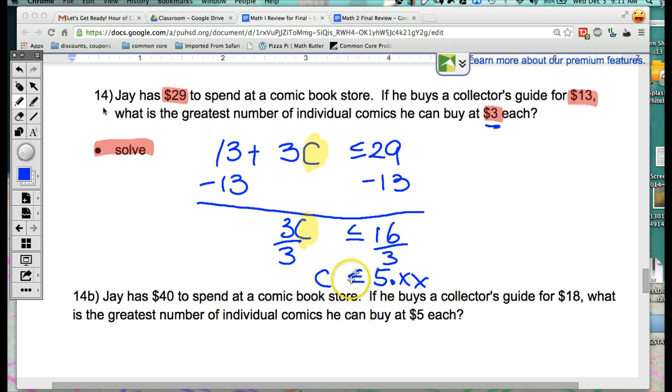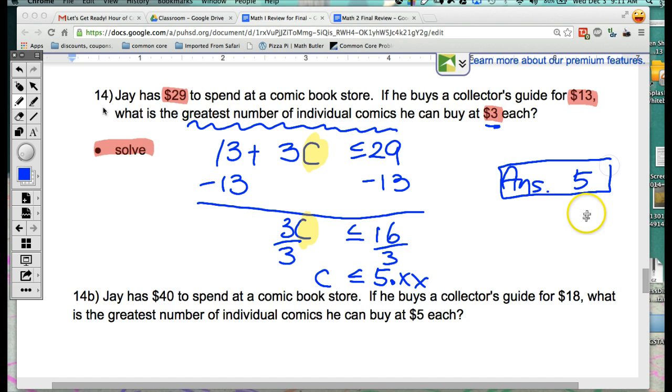Okay? And that's okay because all you have to do is understand that you can buy 5 point something of a comic book. But can you buy 5 point something comic books? No. So your answer is going to be what? 5. Yeah, you can only buy 5. So what is the greatest number of individual comics you can buy? Your answer will be 5. And because this is a multiple choice test, it's not like you gotta write out a sentence for me. You're just gonna select the option that says 5. And that's it. So now I want you to work on 14B and give me the correct answer, okay? Ready? Go.